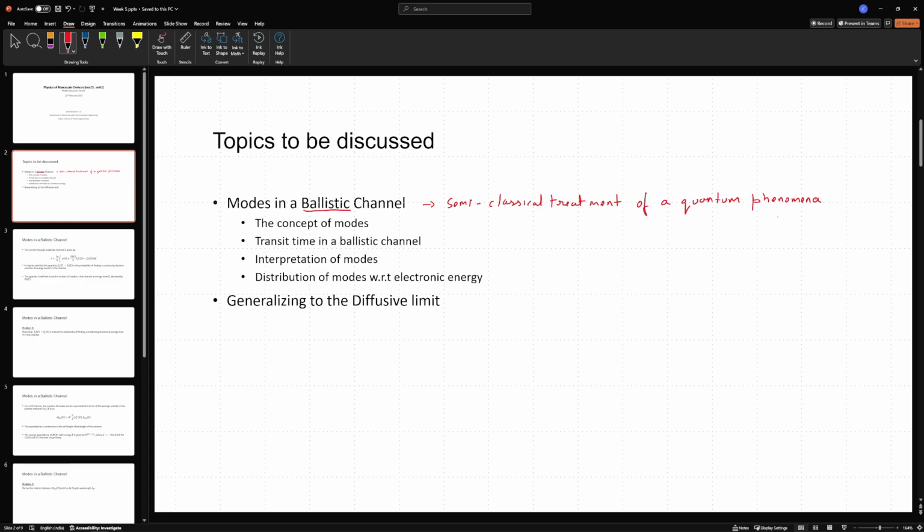But here, the devices that we are considering, nanoscale devices, by virtue of their size, will inherently display quantum properties. So we are now using a semi-classical treatment to explain the quantum properties of the device. We are not looking at multiple devices. We are just looking at one.